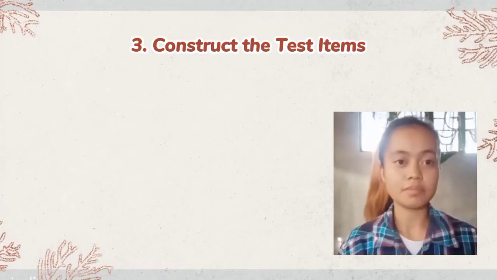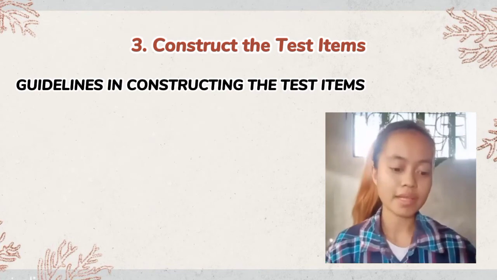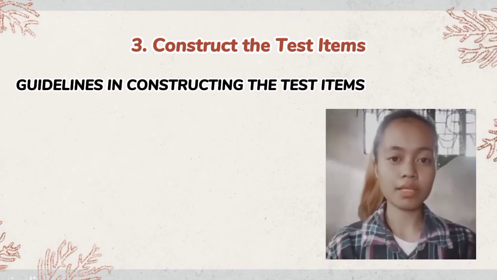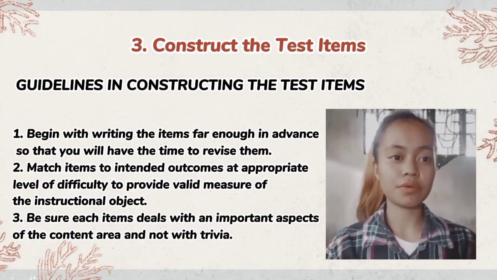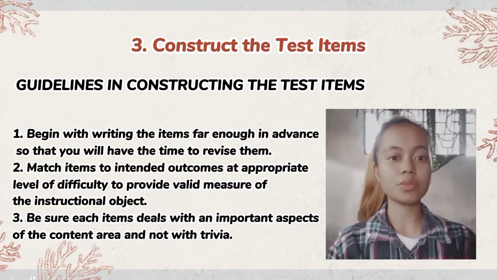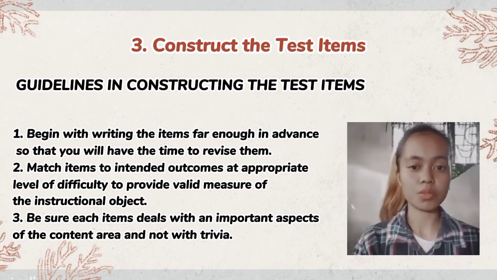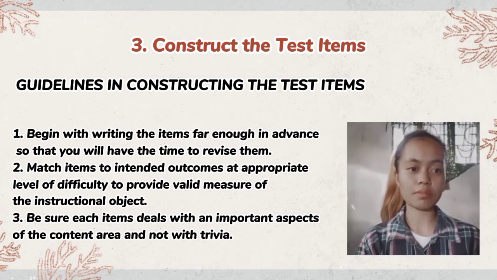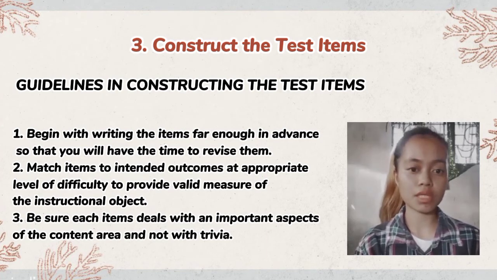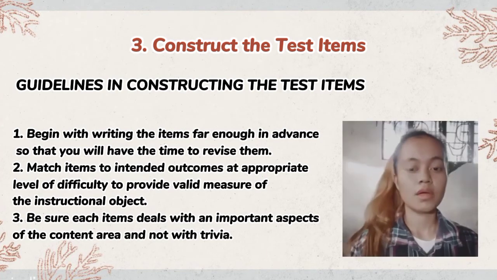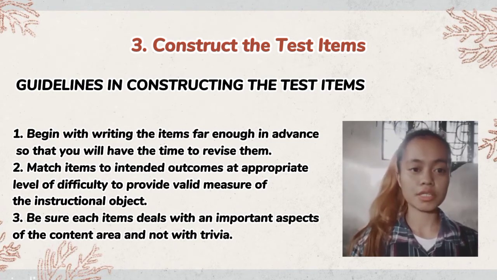Construct the test items. Guidelines on constructing the test items. Number 1, begin writing the items far enough in advance so that you will have the time to revise them. Number 2, match items to intended outcomes at appropriate level of difficulty to provide a valid measure of the instructional objective. Number 3, be sure that each item deals with an important aspect of the content area and not with trivia.